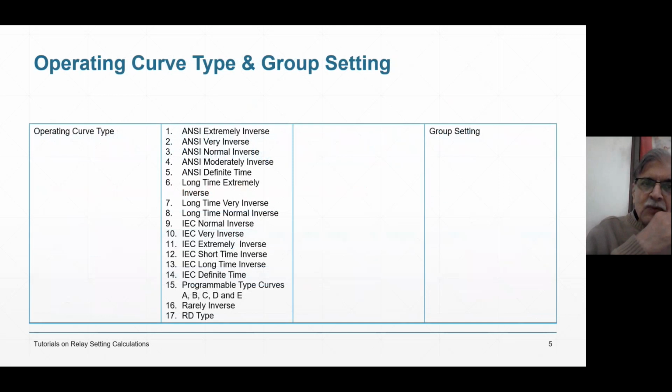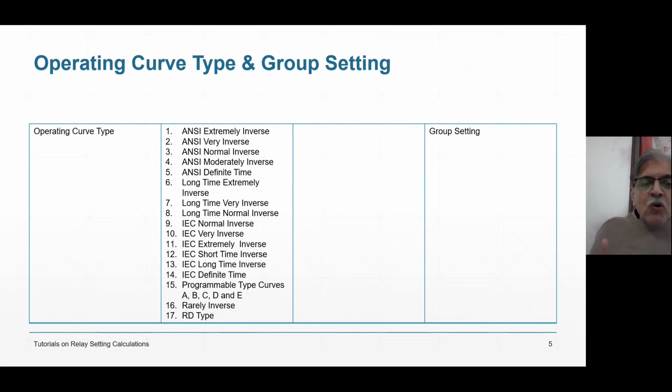So going further, my dear friends, the operating curves available are ANSI extremely inverse. That is ANSI and IEC. Some countries are using ANSI curves and some countries are using IEC curves. And even some other curves are there. ANSI means American National Standards Institute. IEC means International Electrotechnical Commission.